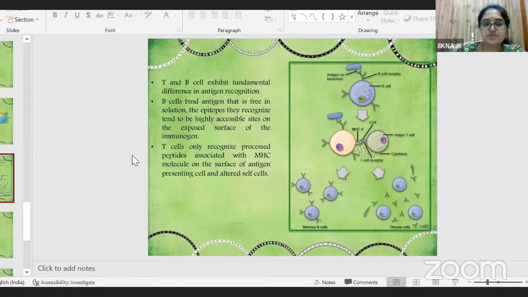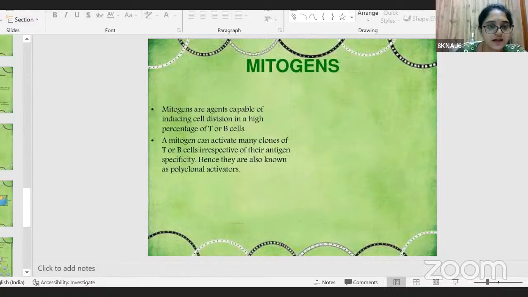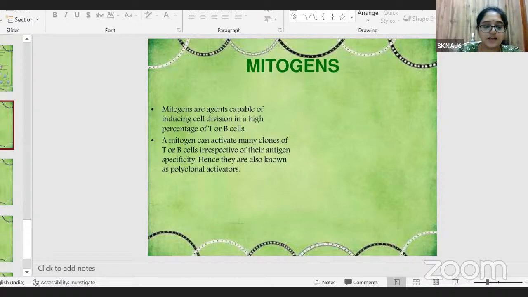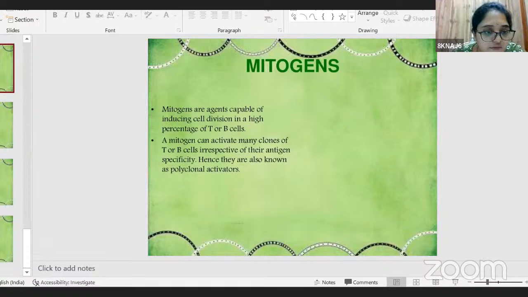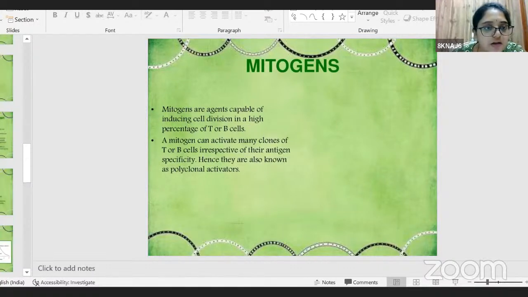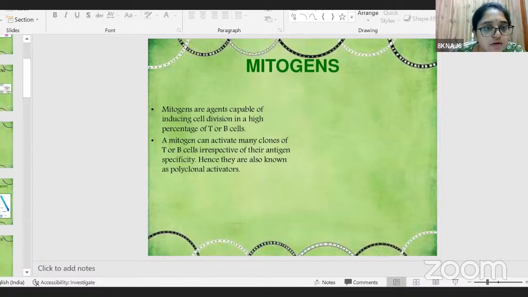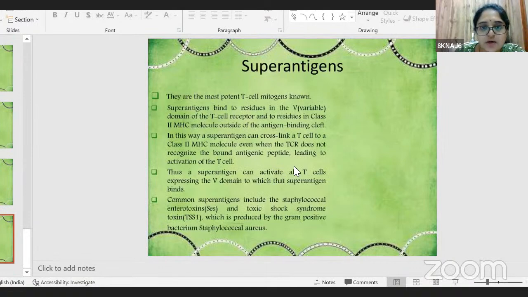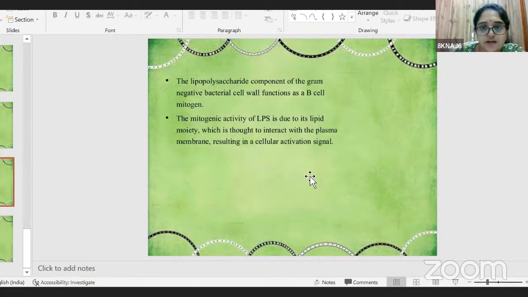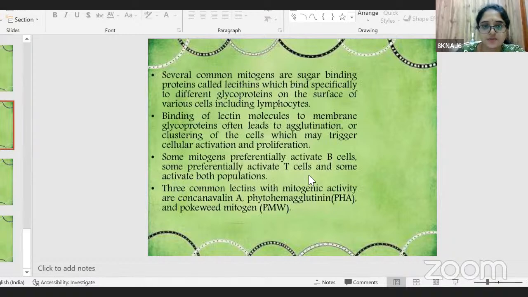Now, we have one more small topic, that is the haptens. You have mitogens and superantigens as well. But in the syllabus, you do not have superantigens or mitogens for that matter. So you can have a look at it. I will send this to you, but it is only for your reference purpose.